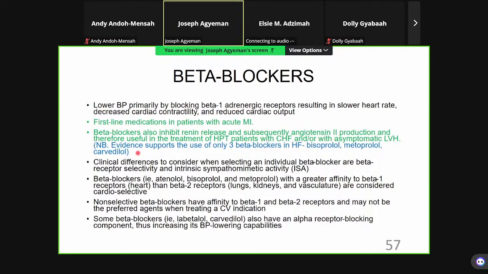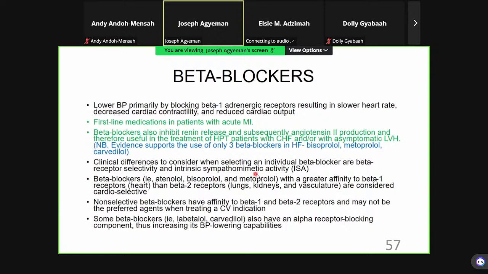Then again, I said, if you want to choose any beta blocker, you should be doing some thinking. You should consider certain parameters. One of those parameters is, is this agent beta-1 selective? Of course, as in heart failure and MI, you'd want to choose an agent that is beta-1 selective so that you don't affect beta-2 and other things to cause so many side effects. One other important consideration is, does the agent have an intrinsic sympathomimetic activity?